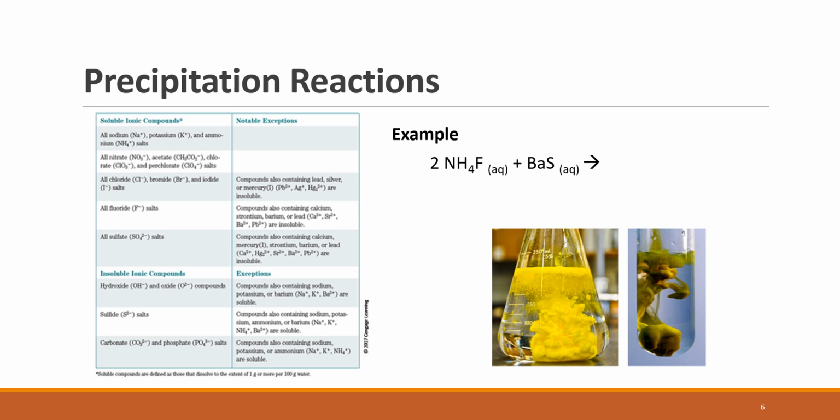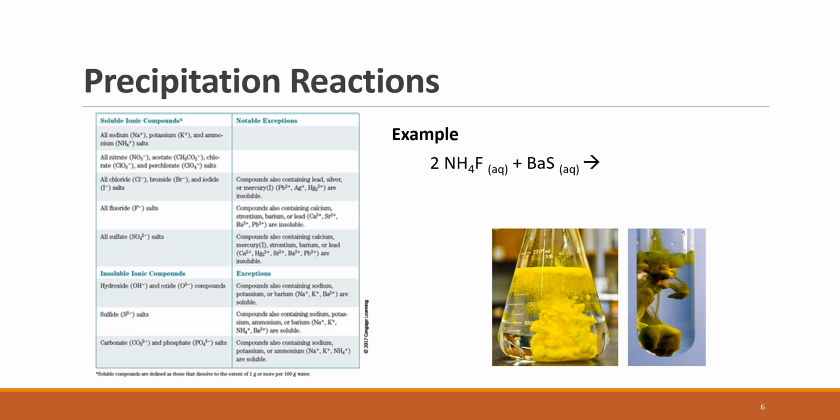Now, a lot of times in lab, solids are just going to look like cloudiness. It's not going to form just one perfect chunk of solid. Okay, so whenever you see cloudiness forming when you're mixing two chemicals together, that's indicative of a precipitate or a solid forming. So we know a solid forms, so let's go ahead and predict the products.